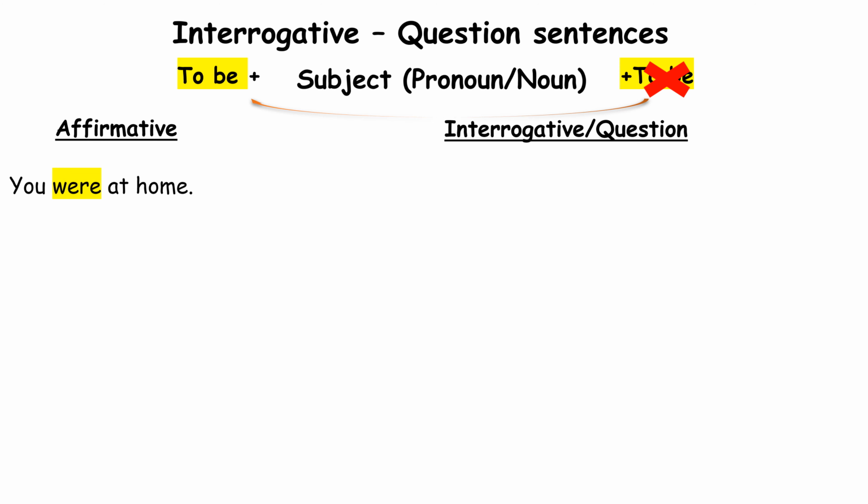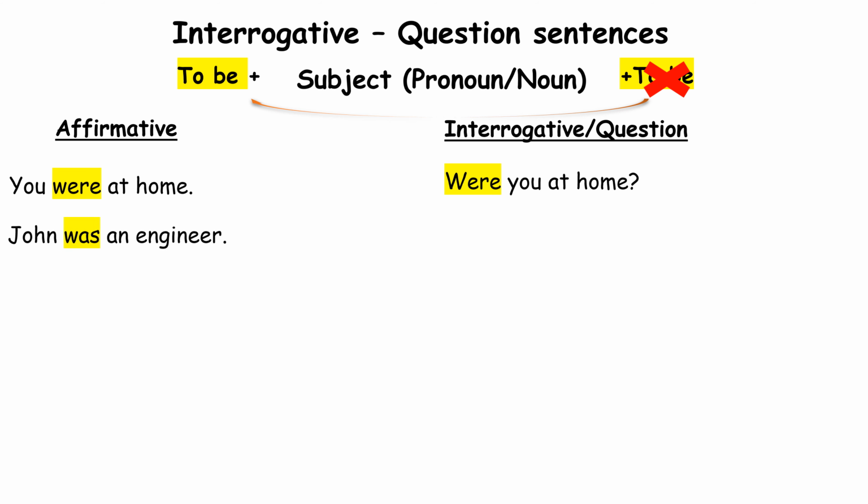You were at home. As you can see here, were, to be, comes right after the subject because it's an affirmative sentence. However, in an interrogative sentence, we have to say, were you at home? As you can see, were, to be, comes right before the subject.